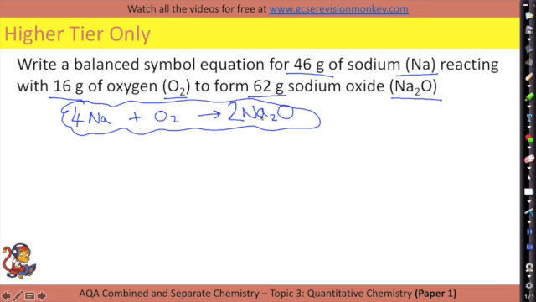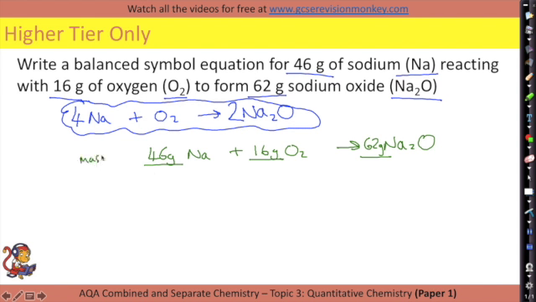What they want you to do is start off with the masses, so 46 grams of sodium reacting with 16 grams of oxygen, producing 62 grams of sodium oxide. What they want you to do is divide these masses here by the relative formula mass.